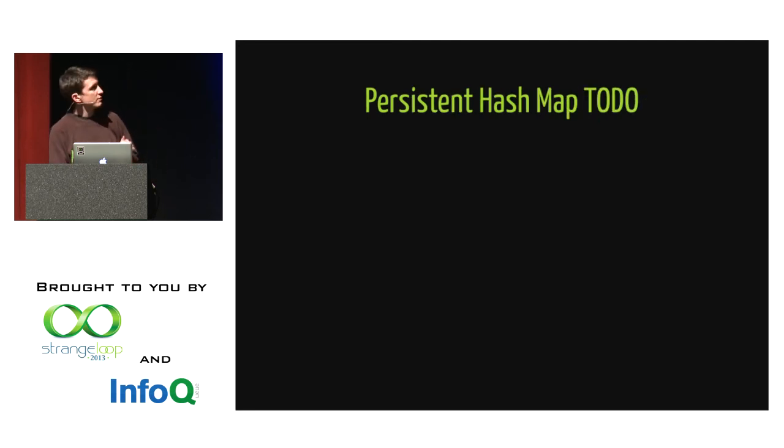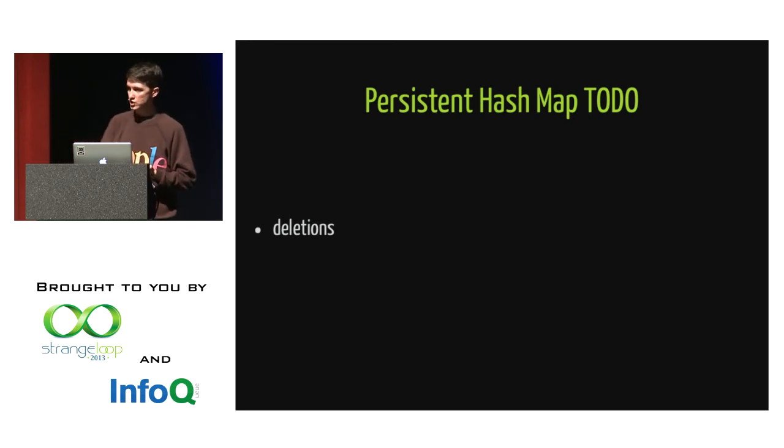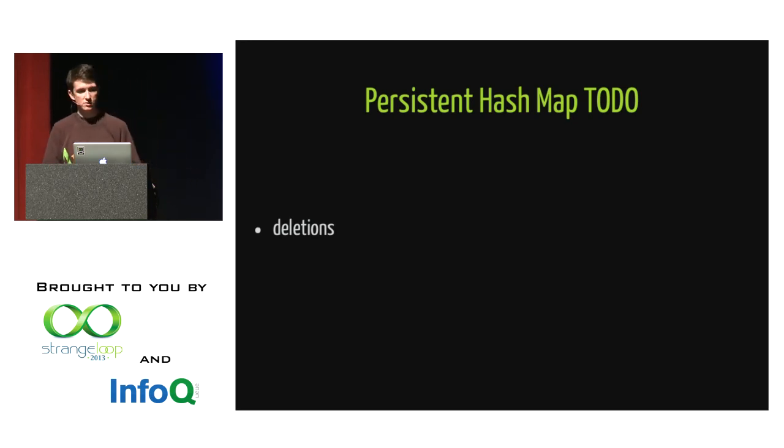So there's some things that we haven't shown here. One is deletions. Deletions are actually pretty simple with a persistent hash map.